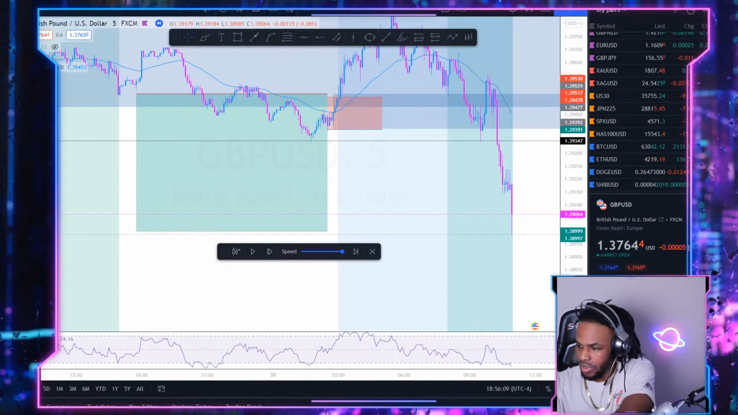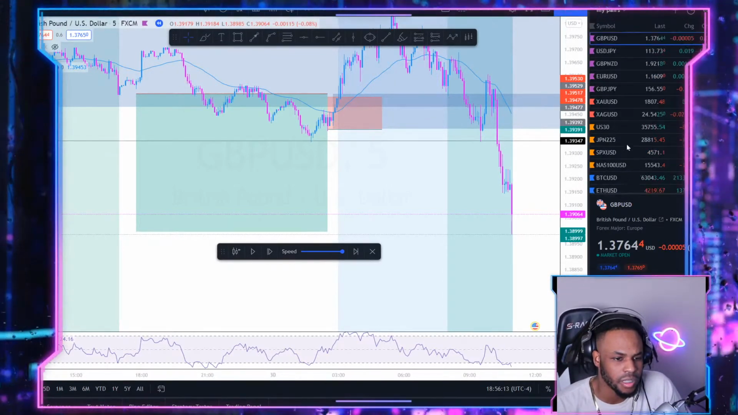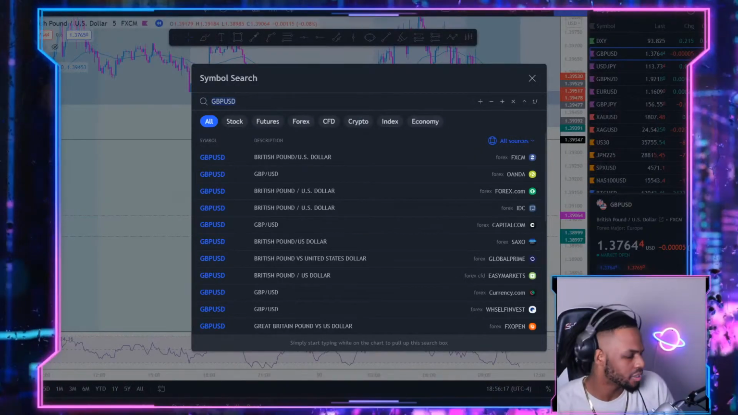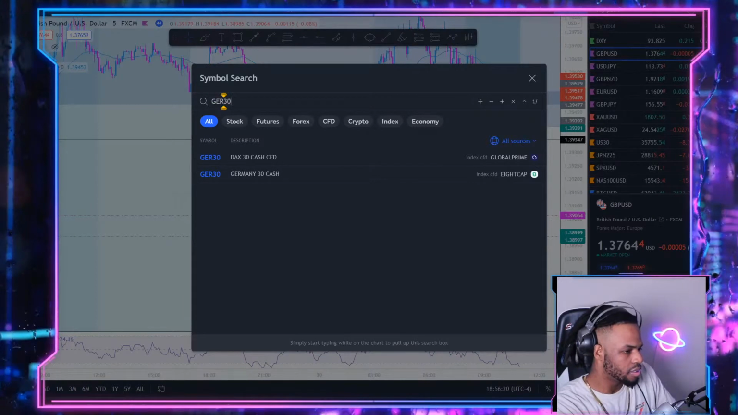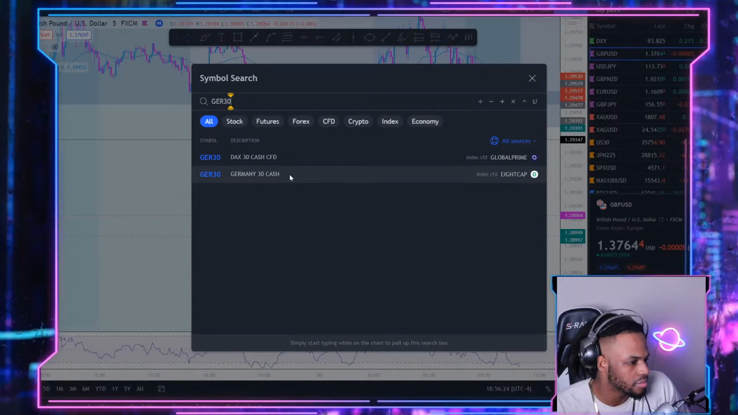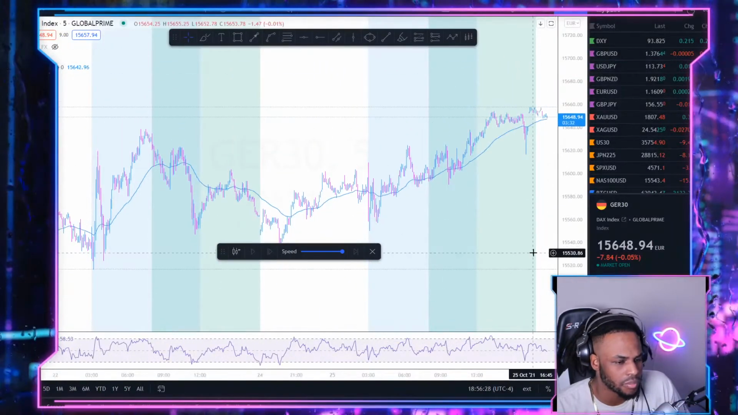So can you trade London before work? German 30. I've heard of German 30. I haven't, I looked at it a couple times. Here, let me get that up real fast. German 30. Let's see. I thought there were a lot more options for it. CFD should be the same thing.